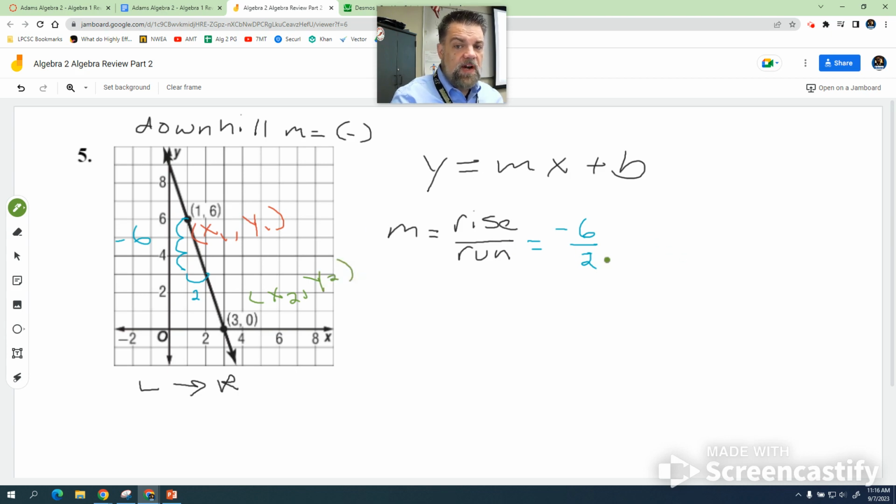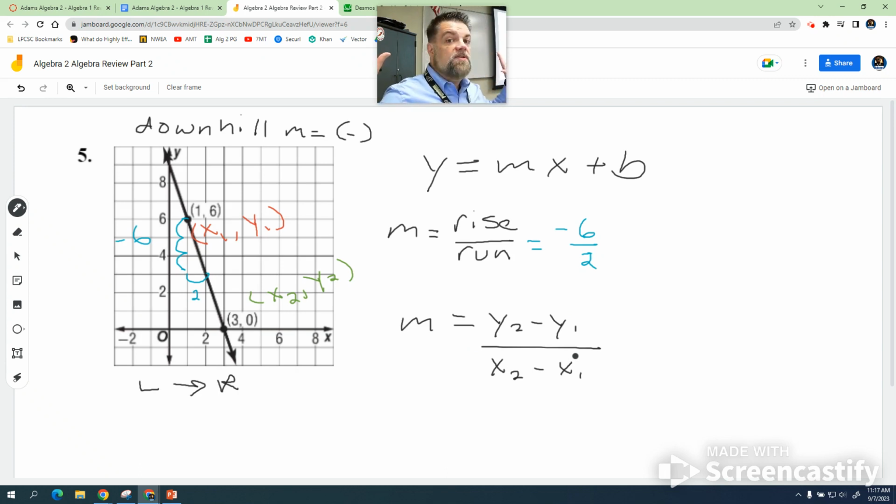So this is probably right, but let me double check it. Another way you could do this is you could say m is equal to y sub 2 minus y sub 1 all over x sub 2 minus x sub 1. And again, if you notice, Mr. Adams doesn't have any notes. That's in my head because I wrote that formula down every time I did a problem like this. It will never go away.